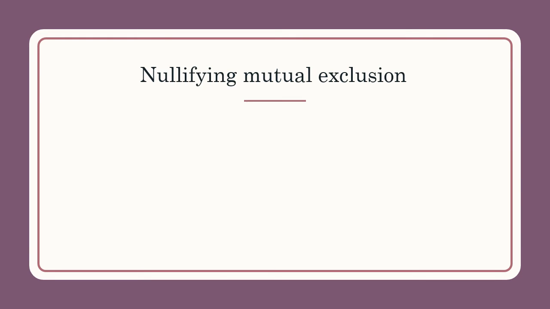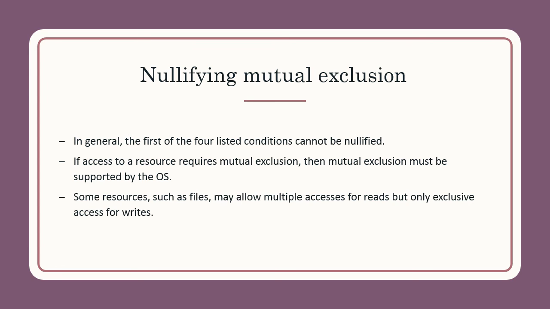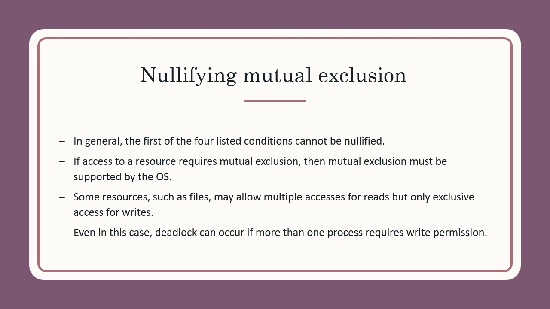Nullifying mutual exclusion. In general, the first of the four listed conditions cannot be nullified. If access to a resource requires mutual exclusion, then mutual exclusion must be supported by the operating system. Some resources, such as files, may allow multiple accesses for reads, but only exclusive access for writes. Even in this case, deadlock can occur if more than one process requires write permission.